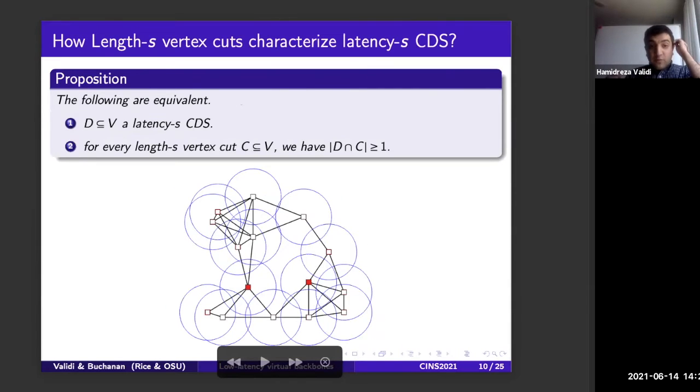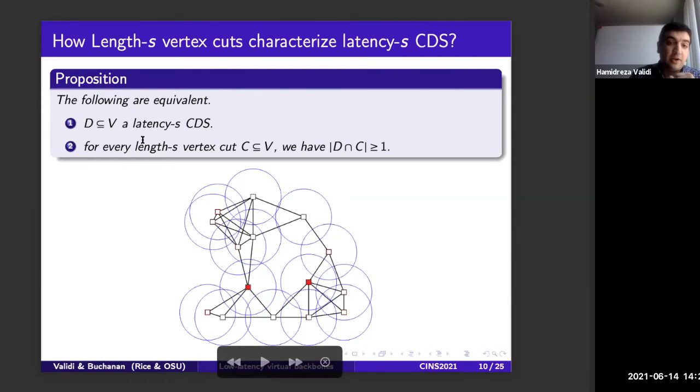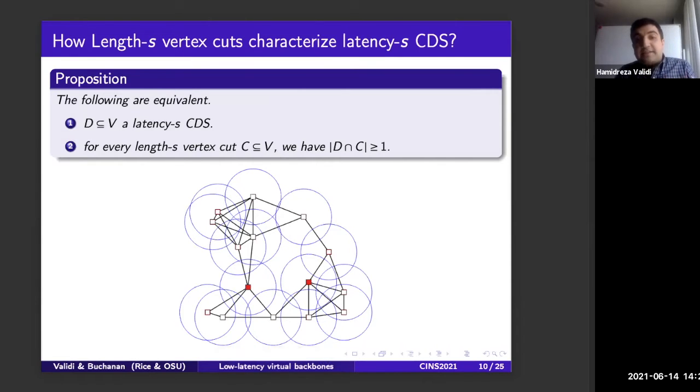With this definition, we want to provide a relationship between the latency S CDS and the length S vertex cut. The proposition that we state says that these two definitions are equivalent. If you have a latency S connected dominating set D, then for every length S vertex cut C in the graph, the cardinality of the intersection of D and C is at least 1, and vice versa.